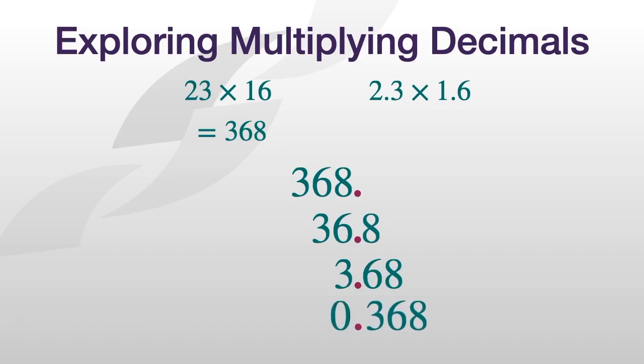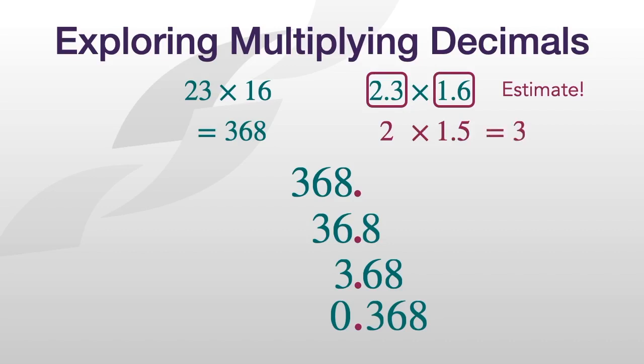In order to decide which one of these is correct, we can estimate. 2 and 3/10 is close to 2, and 1 and 6/10 is close to 1 1/2. So we estimate the product to be about 3. So the correct answer must be 3 and 68 hundredths.